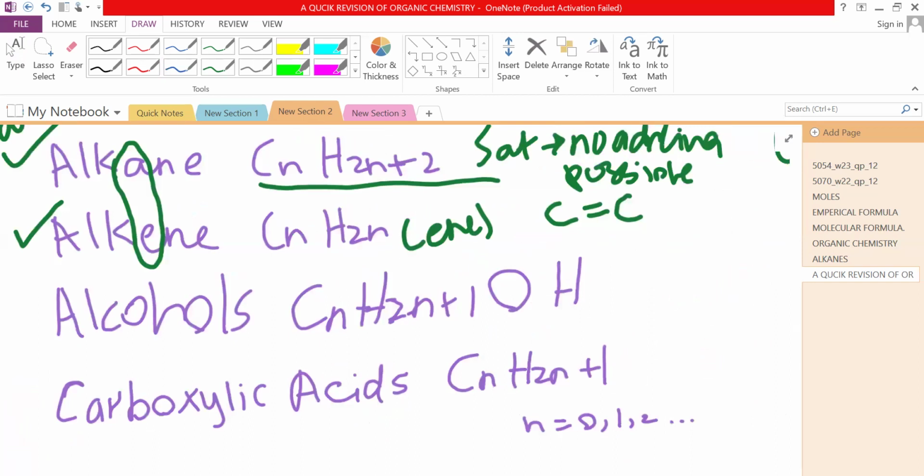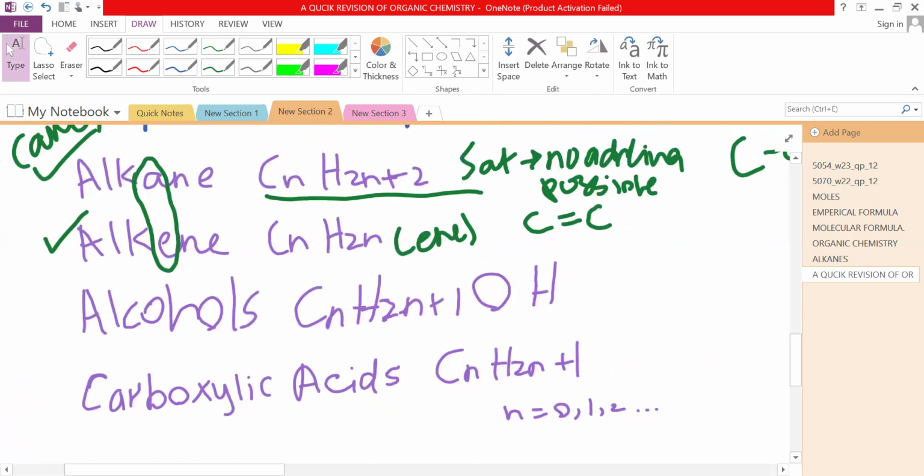So the general formula of alcohol is CnH2n+1OH. This OH is the functional group of alcohol, and the name of an alcohol ends with -ol. So it can be methanol, ethanol, propanol, butanol, pentanol, hexanol, heptanol.